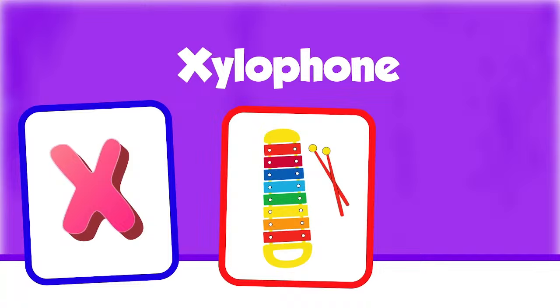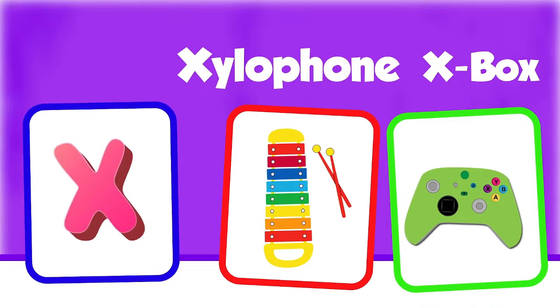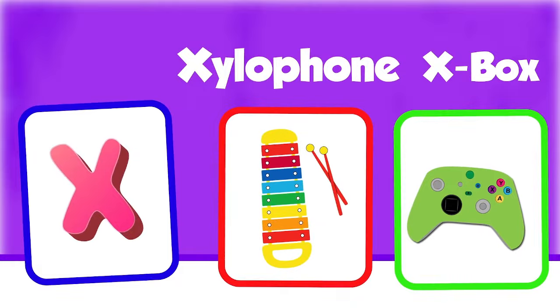X is for xylophone. X, x, xylophone. X is for Xbox. X, x, Xbox. X is for x, x, x, x, xylophone. X is for x, x, x, x, Xbox.